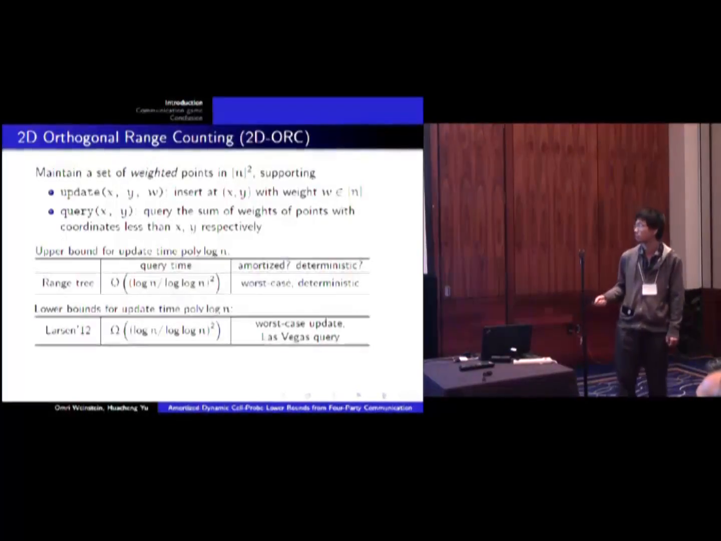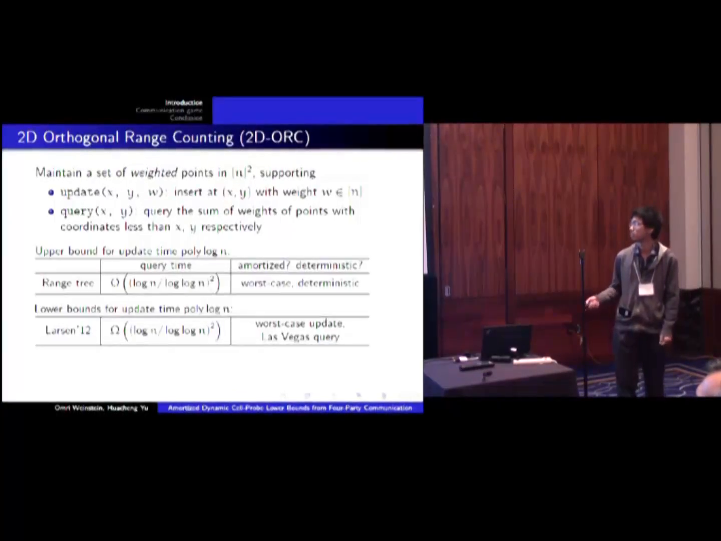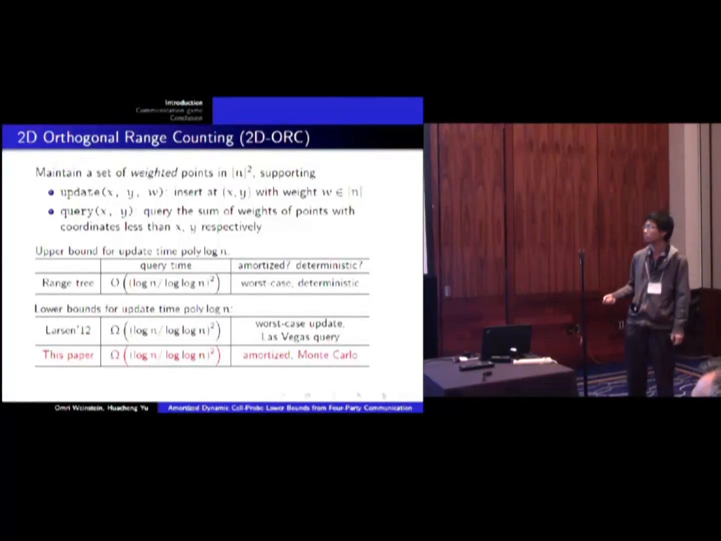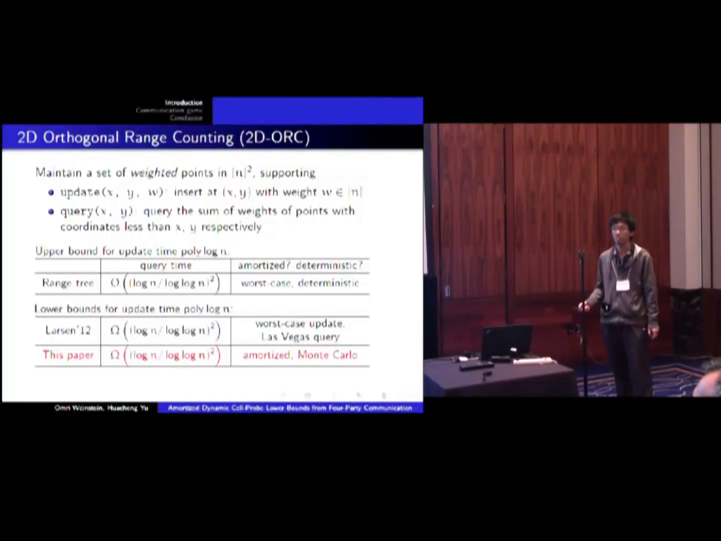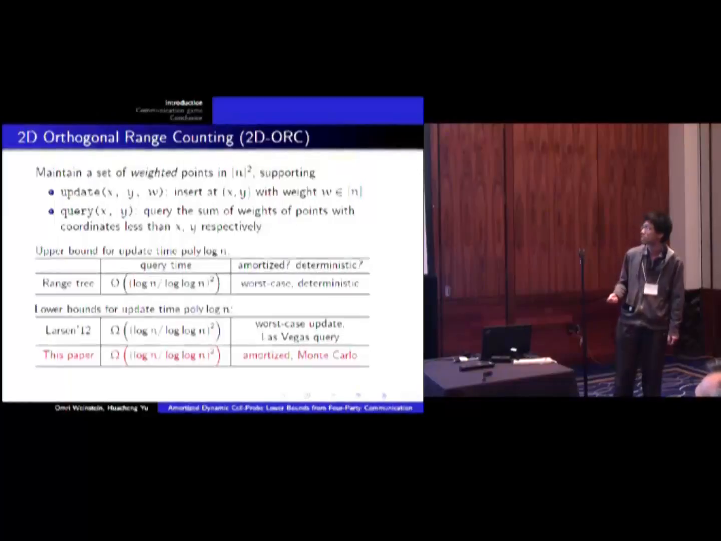And his lower bound works if the data structure has worst case update time, and the query time is also worst case, but can be randomized, but the query must be zero error. And in this paper, we prove the same lower bound, but we extend to the case where the data structure can have an amortized operation time guarantee, and we allow the queries to be wrong with some probability.